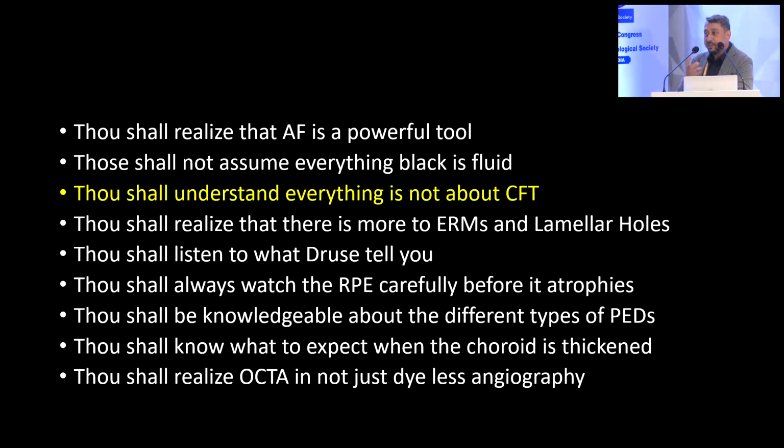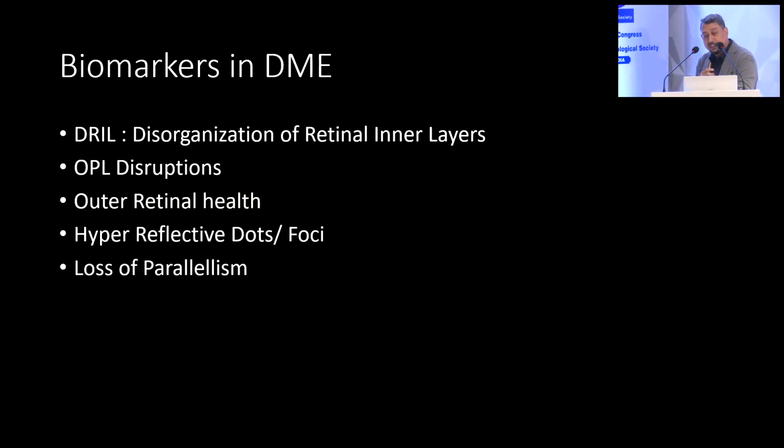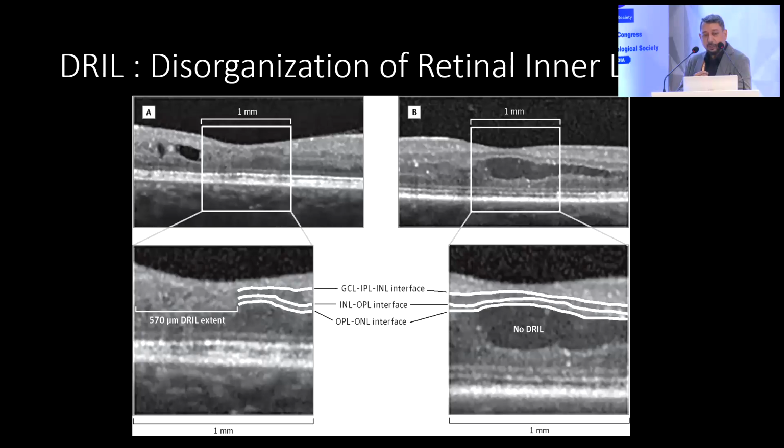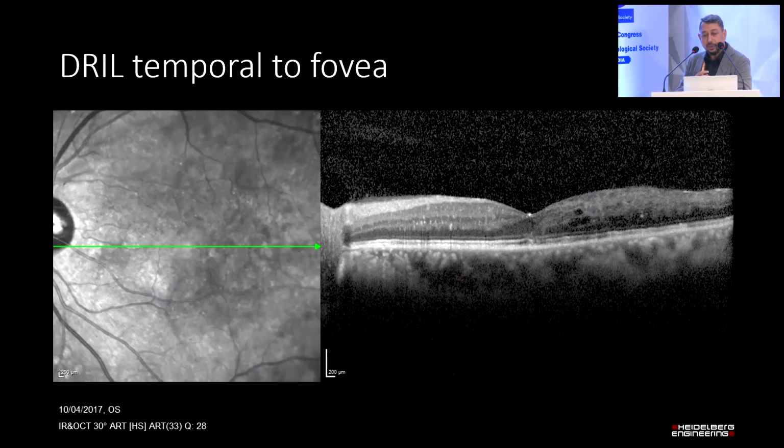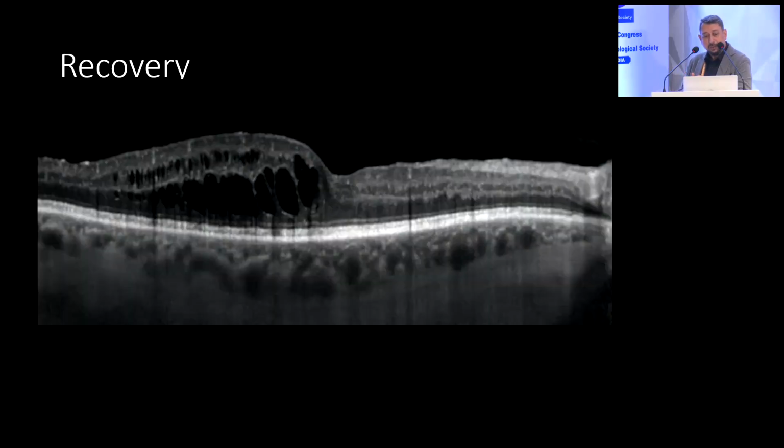Thou shalt understand everything is not about just measuring the CFT. Biomarkers in DME include a lot of biomarkers, including DRIL, disruptions of the outer plexiform, the outer retinal health, the hyperreflective dots. So here you see, what do you mean by DRIL? DRIL is when the inner retinal layers are not uniform and cannot be recognized. On the temporal side of the fovea, you see there's no differentiation between the inner retinal layers, and this is DRIL, disorganization of retinal inner layers, and it's a key marker of visual acuity return after treatment of macular edema.